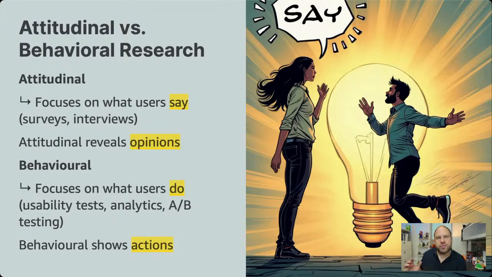And behavioral research focuses on the things that the users do, the actions that they do, the interactions that you can get through usability tests, heat maps, or eye tracking even. And attitudinal research tells you what people think. Behavioral research tells you how they actually behave.